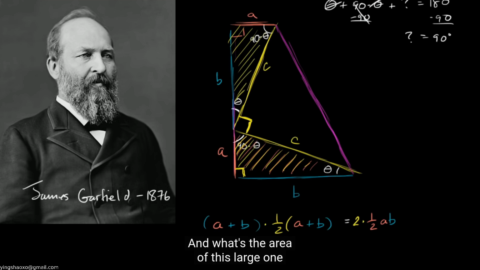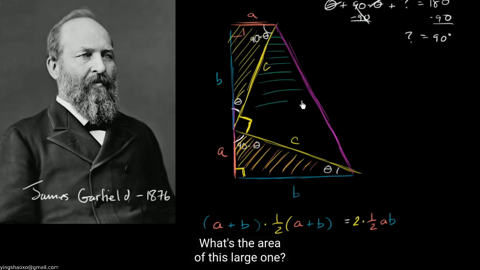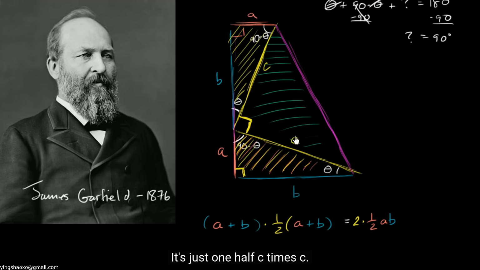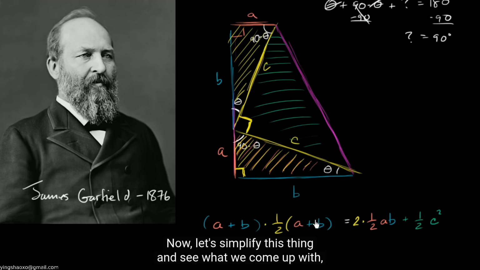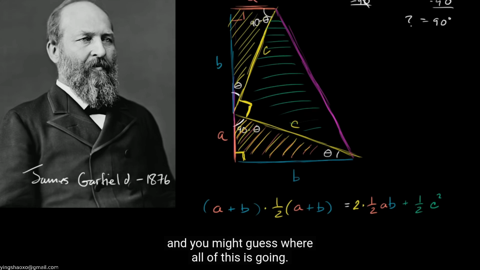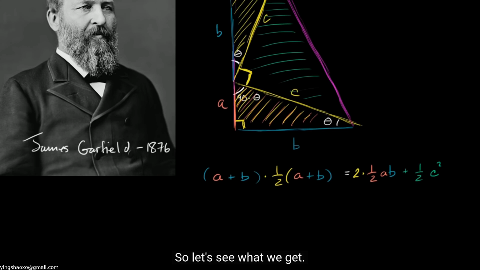And what's the area of this large one that I will color in green? Well, that's pretty straightforward. It's just 1/2 C times C. So plus 1/2 C times C, which is 1/2 C squared. Now let's simplify this thing and see what we come up with. And you might guess where all of this is going. So let's see what we get.